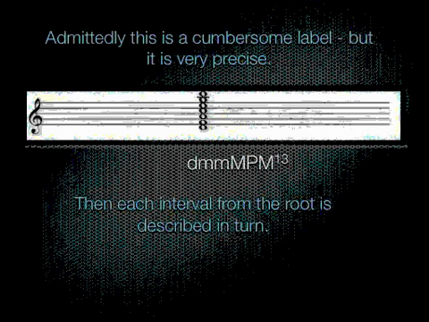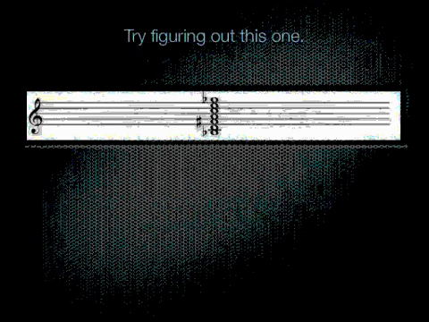Now, admittedly, this is a pretty cumbersome label. It's less cumbersome when we're talking about 7th chords and 9th chords, but when you actually get to fully fledged 13th chords, it's pretty intimidating. However, it is very precise. It tells us exactly what intervals are in it. In other words, we could actually figure out what the chord is based on the name of the chord. We would know every single note in it.